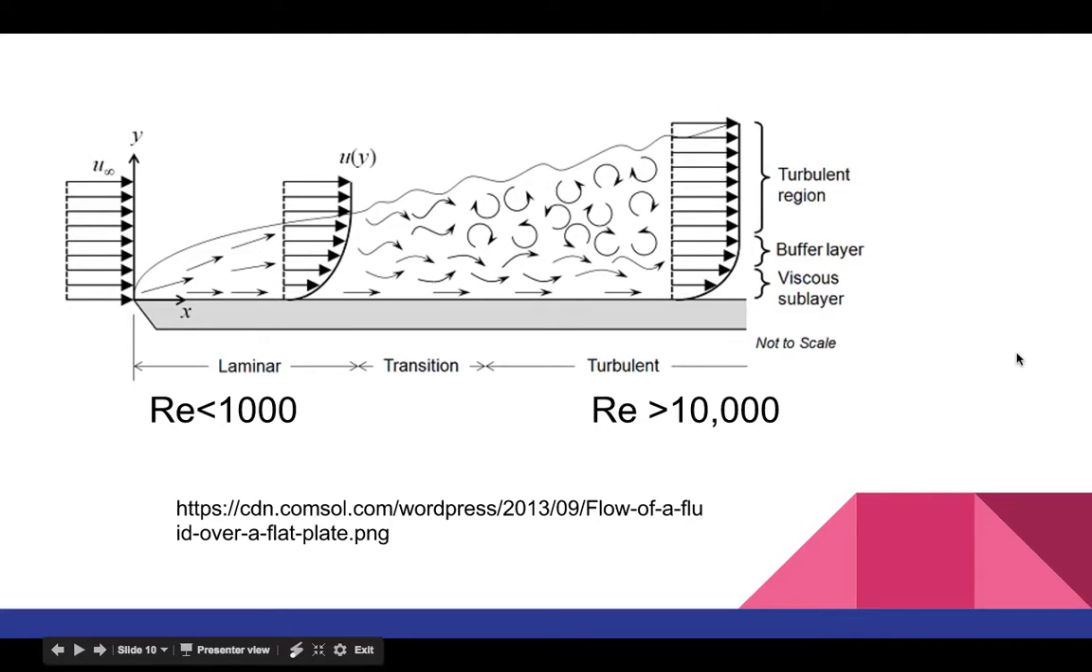Here in this picture, you can see the laminar flow at the beginning with a Reynolds number of less than 1,000. And at the very end, you can also see the turbulent region, which has a Reynolds number of greater than 10,000. And in between the 10,000 and 1,000, there's a transition zone where either laminar or turbulent flows can occur.